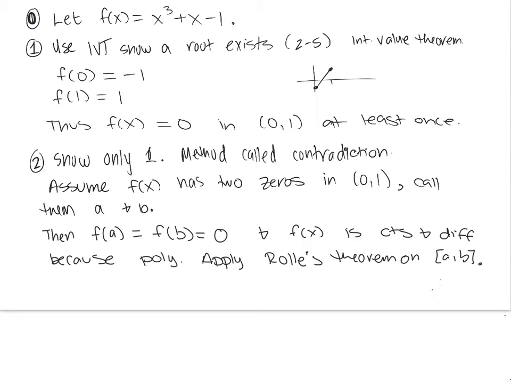So this is the way to check and see what you know. So if you apply Rolle's theorem on the interval, then f prime of x will have to equal 0 in the interval from A to B. And here's where the problem's going to happen. What is f prime of x equal to in this case?